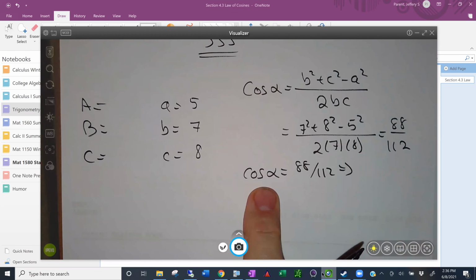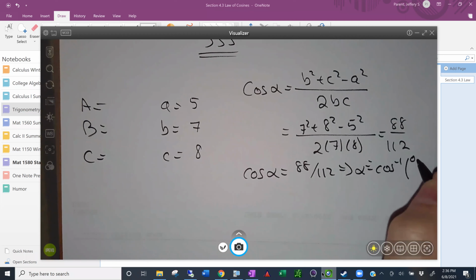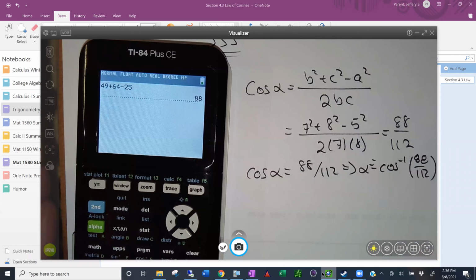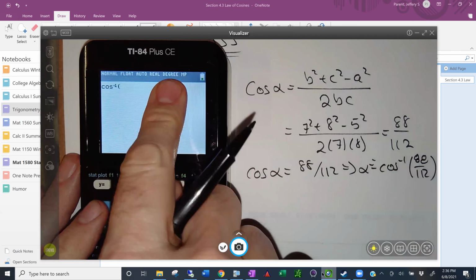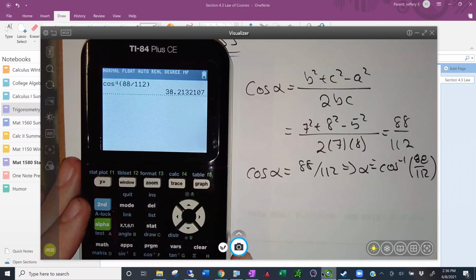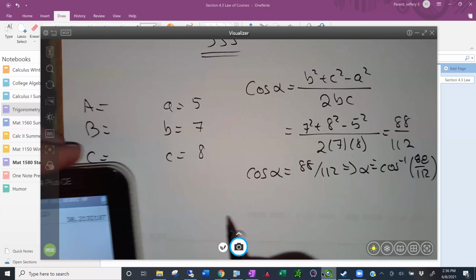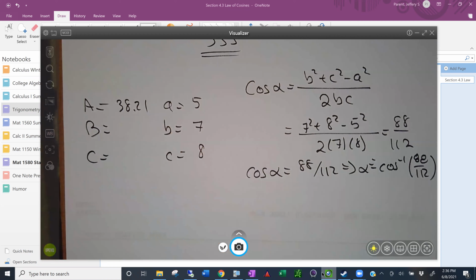That still hasn't gotten me alpha yet, though. What am I going to do to get alpha? Take the inverse. Yep. Alpha is going to equal the inverse cosine of 88 over 112. So cosine inverse, make sure you're in degree mode. 88 divided by 112, 38.21. That should be my smallest angle.